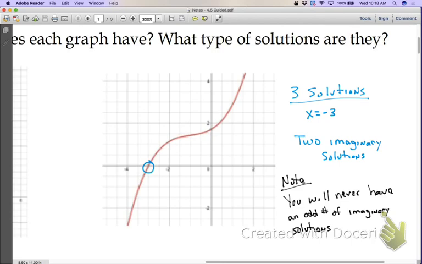That's kind of like the graph right before it, where it's that double root. I'll have some students that say, well, one of those has to be imaginary. No, it turns around at that point, so that's why it eats up 2 of my real values.